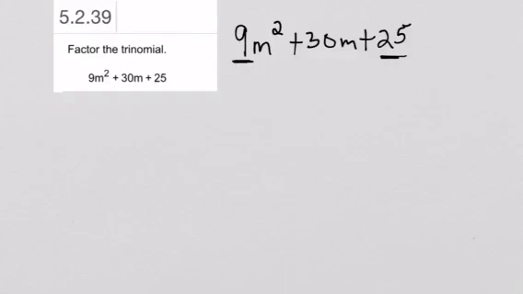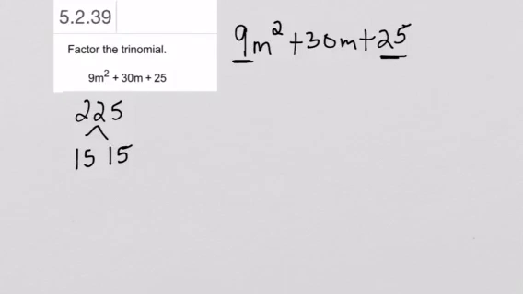Okay, so I'm going to do 9 times 25, and when I multiply those together, I get 225. Now what we look for is the two numbers that multiply to give me 225, but then add to give me that 30 in the middle. This is the tricky part, trying to find these two numbers. But if you're having trouble, just start with your first factors and go through them. What we'll find is that my two numbers that multiply to give me 225 but add to give me 30 are 15 and 15.